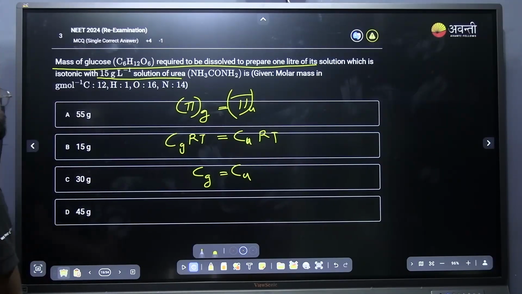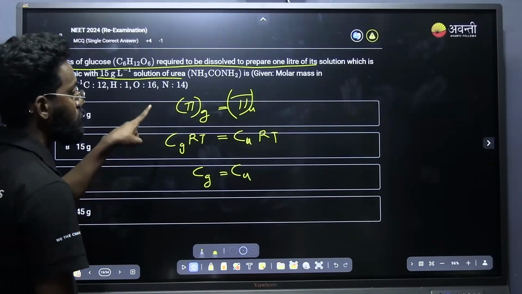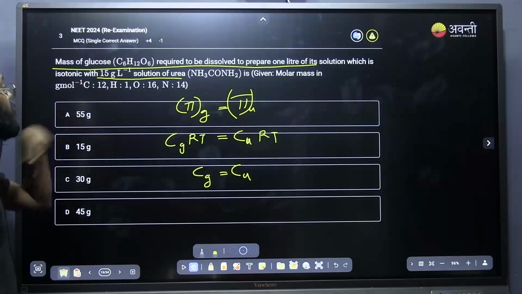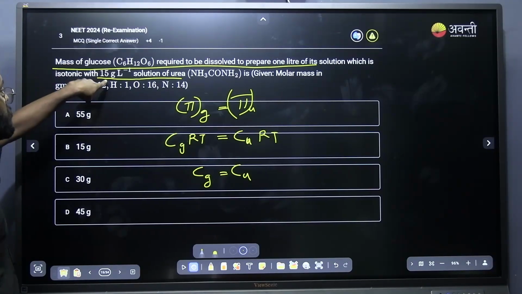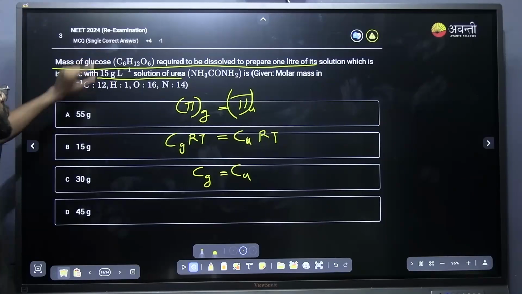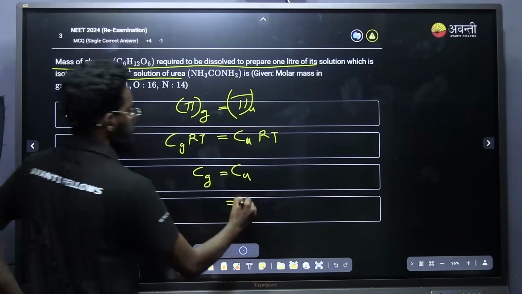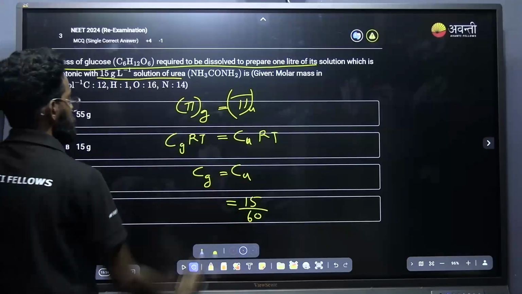Is anything mentioned in the question regarding this? 15 gram per liter, 15 gram of urea is mentioned. Per liter means in 1 liter of solution, 15 gram of urea is present. Which means what is the number of moles present in this particular solution? Whatever the number of moles present in the solution is the concentration. So 15 gram present in 1 liter, and 15 divided by molar mass of urea, that is 60. That is the concentration of urea.